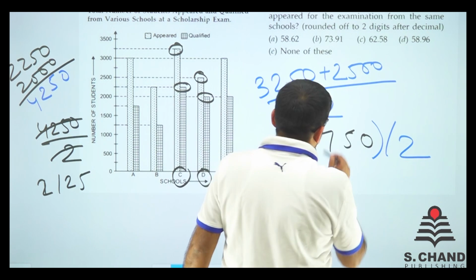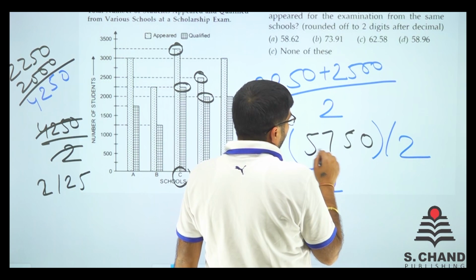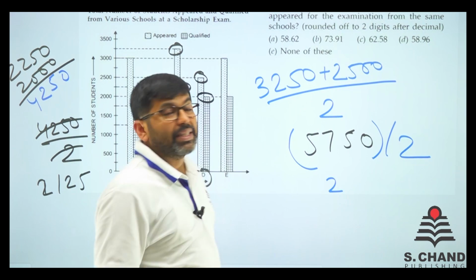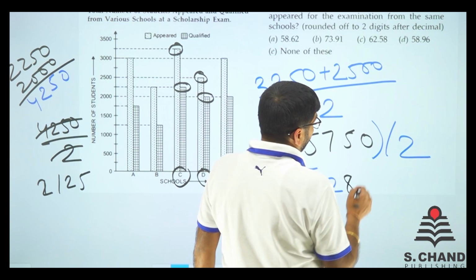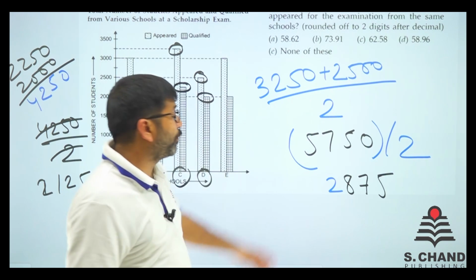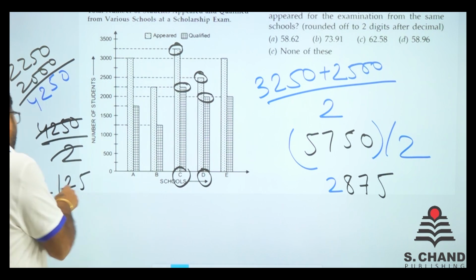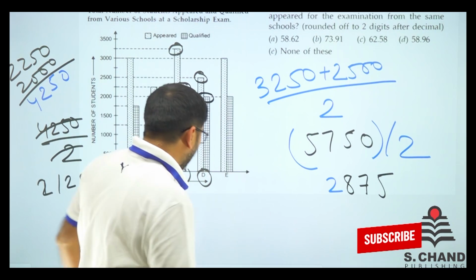So what we'll do is 5750 by 2. So it is 2 times, now this is 4, so 1 is left, 17. 17 when divided by 2 we get 8. 16, 1 is left, 15. So 7, then 10 is 5. So 2875. Out of 2875, how much is 2125? We need to calculate that. So let's calculate this first.